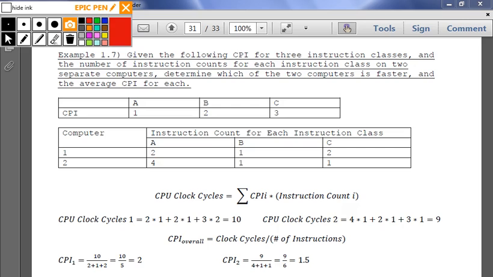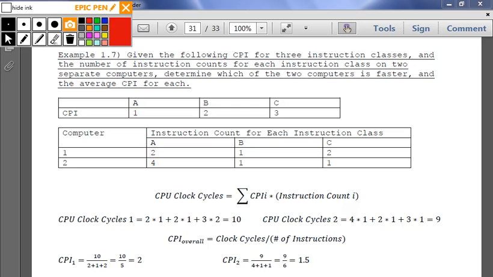And for computer 1, the instruction count, so this is a very basic problem just to help you understand the process, it takes 2 for A, 1 for B, and 2 for C. Meaning you can see how the equation is starting to work out. You can see 2 times 1, 1 times 2, 2 times 2 for the summation of instructions times CPI. And then in the denominator, it's going to be 2 plus 1 plus 2, right? So that is how you get your average CPI.